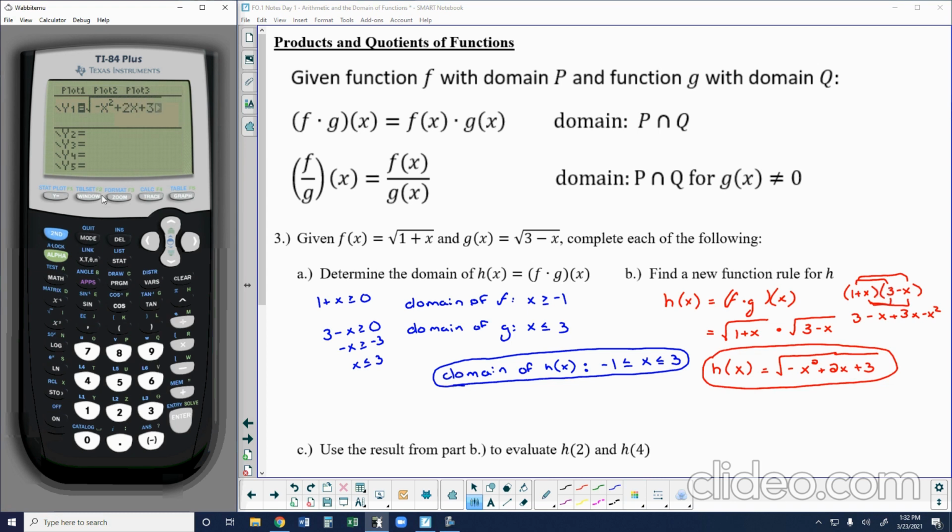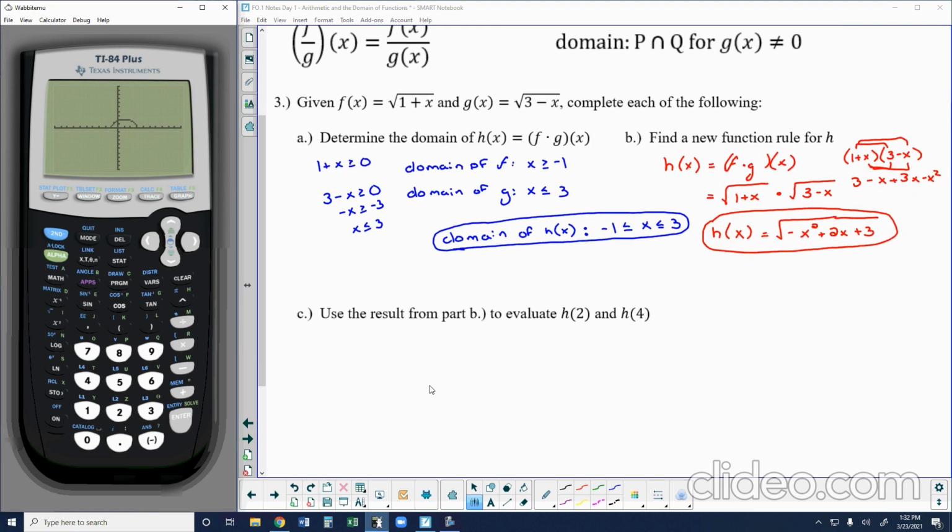So then in part C, it says to use the result from part B to evaluate h of 2 and h of 4. So again, this would be the substitution into the function of h of x. Now let's just go ahead and do that entirely on the calculator. So that would be the square root of negative 2 in parentheses squared plus 2 times 2 plus 3.